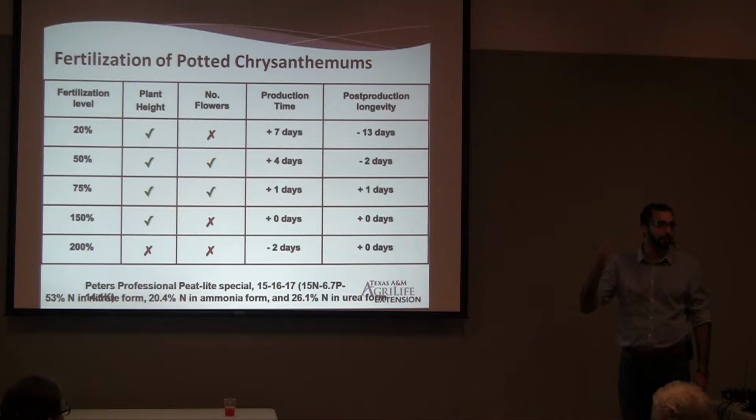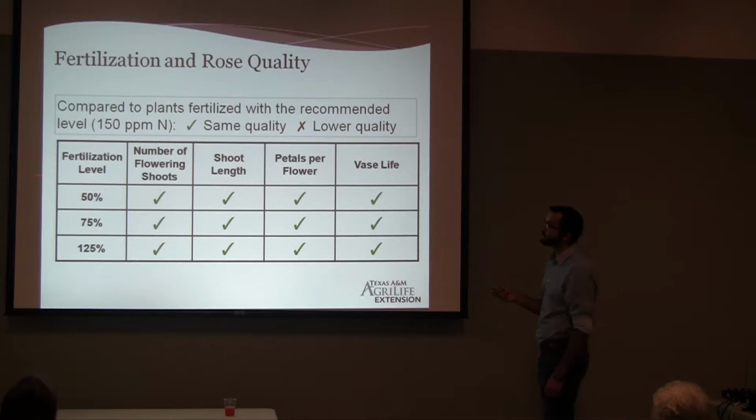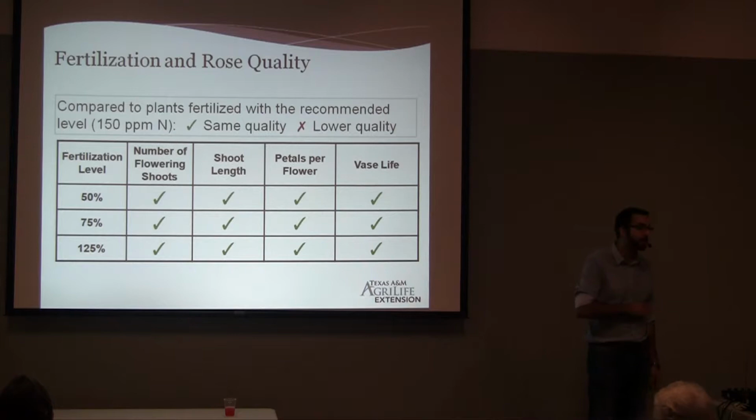Now, if you actually take this to roses, on the other hand, you're looking at roses at 50% of the recommended fertilizer rate. It actually does not impact the number of flowering shoots, the shoot length, petals per flower, or the vase life. So actually, you could reduce it by 50% and see no impact on the rose growth.